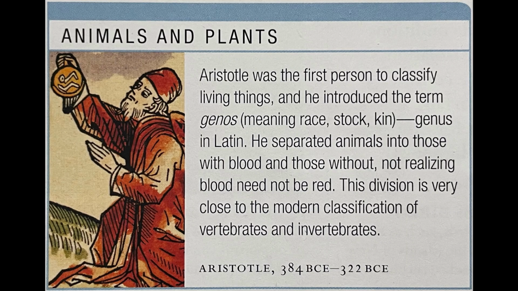The first one is animals and plants. Aristotle was the first person to classify living things, and he introduced the term genus, meaning race, stock, or kin, so things that are related, genus in Latin. He separated animals into those with blood and those without, not realizing that blood need not be red. So this division is very close to the modern classification of vertebrates and invertebrates.